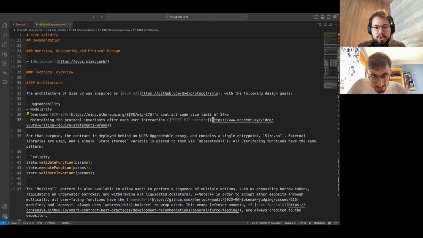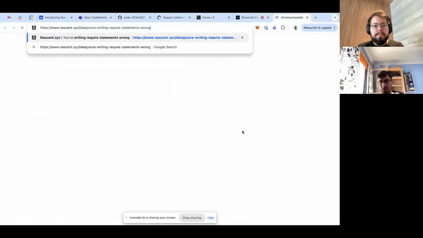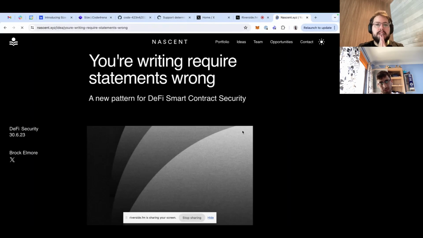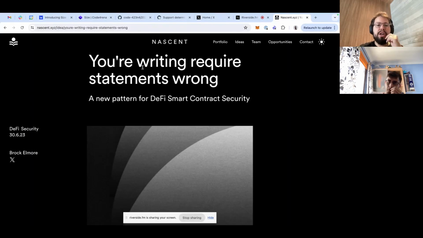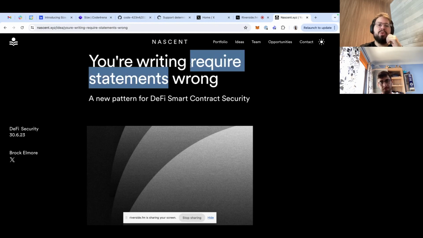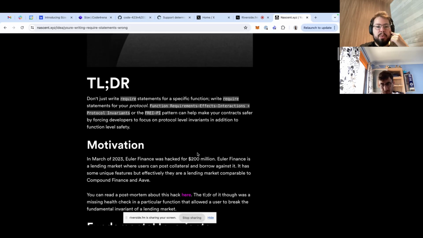I'm going to show first this post, where basically they shared a different mechanism to implement the checks-effects-interactions pattern, which they called FrePy. There's some discussion about whether this is completely new or not, because this is very similar to checks-effects-interactions. But I like the idea because basically function requirements are checks, effects are effects, and interactions are interactions.